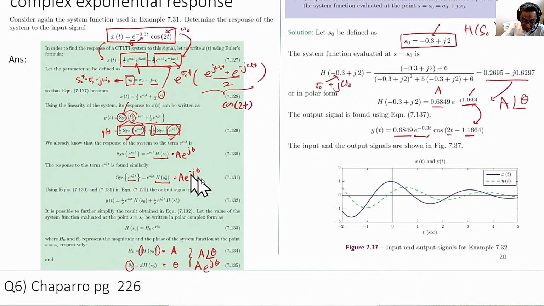So with that, I'll use a supplementary slide to introduce why this expression comes out.